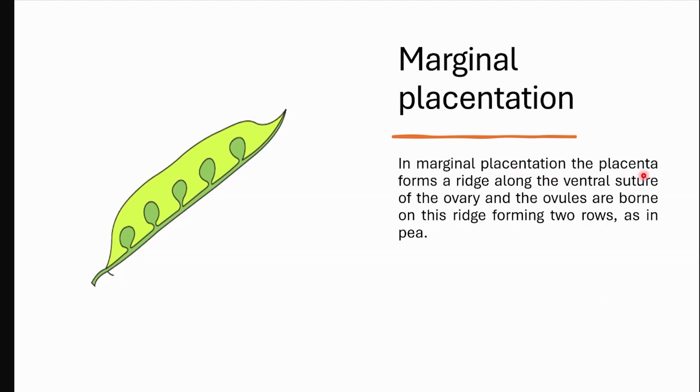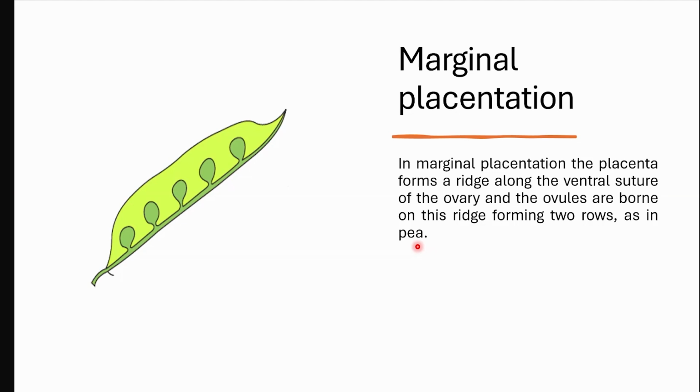In marginal placentation, the placenta forms a ridge along the ventral suture of the ovary, and the ovules are borne on this ridge, forming two rows, as in pea. Why is it saying two rows? Because if you open a pea pod, you will see that most of them will have peas on this side also and peas on this side also. The part of the pea that we eat is actually the ovule part, and that is there on both the sides. So it is formed in two rows.